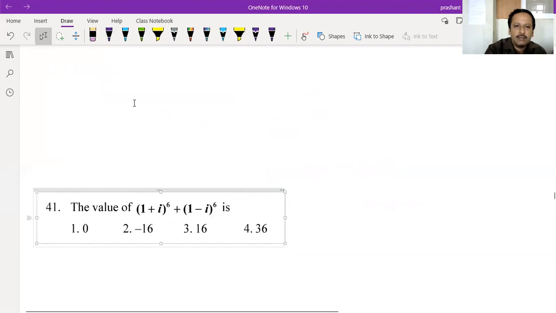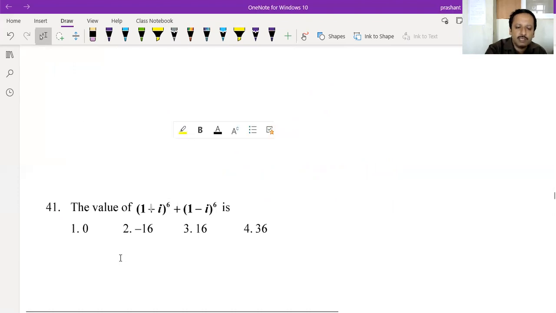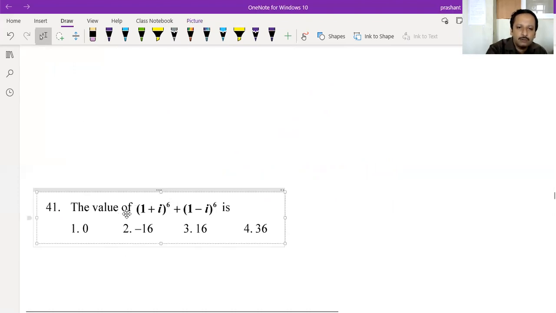Okay. So now let's go to complex numbers, which is question number 41.